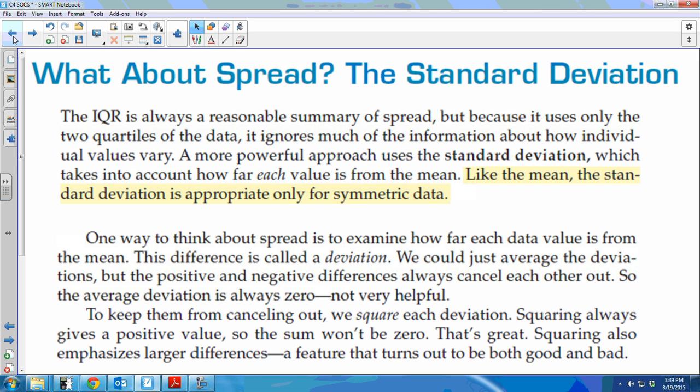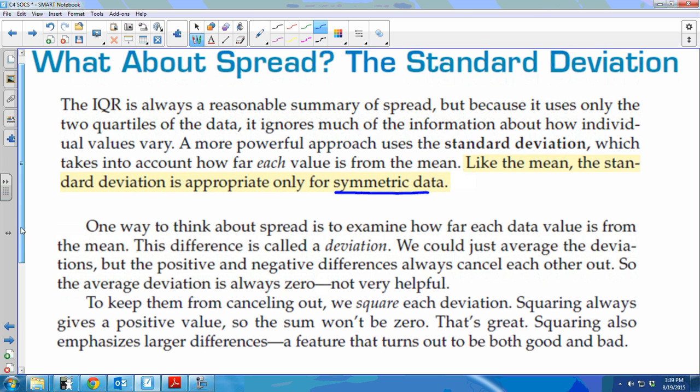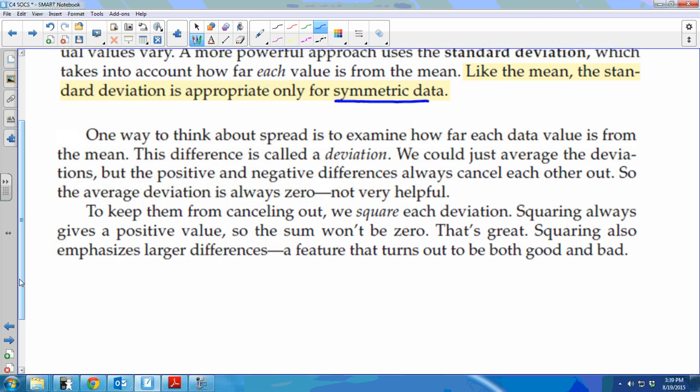Okay? That's why we can only use this as symmetric data. If it's skewed, this won't work. Remember, because the mean gets affected and the standard deviation will be affected as well. So, this is how they do this.